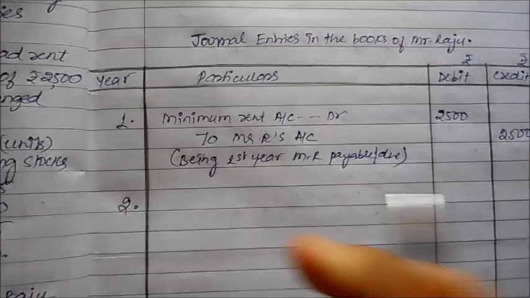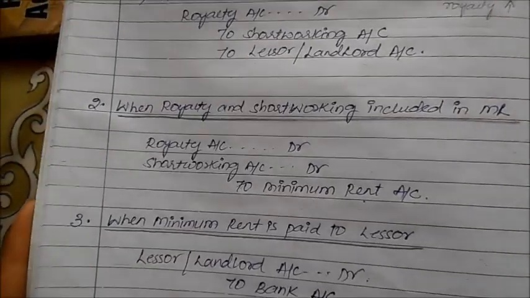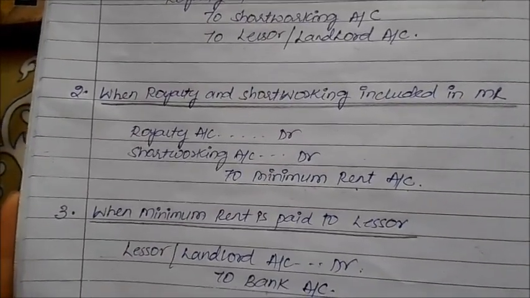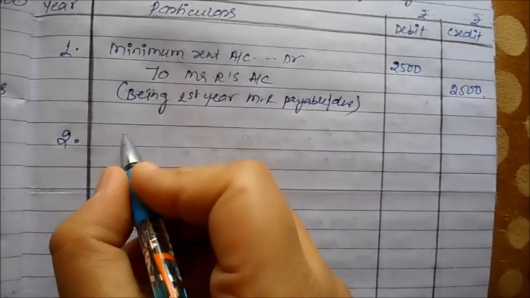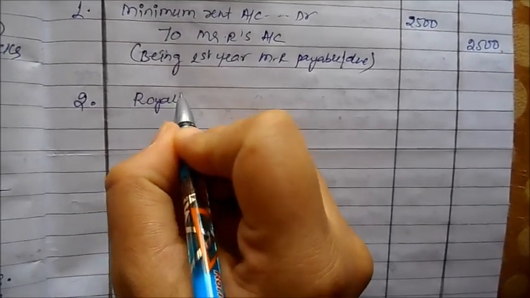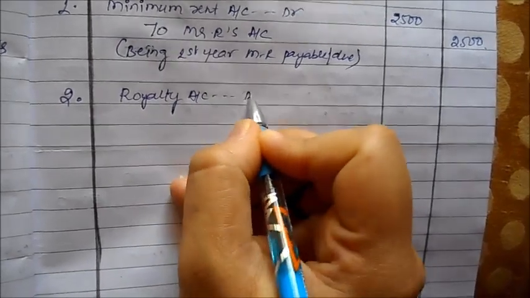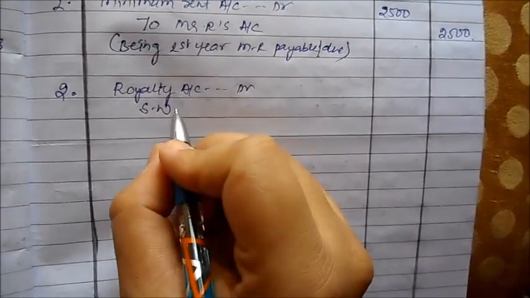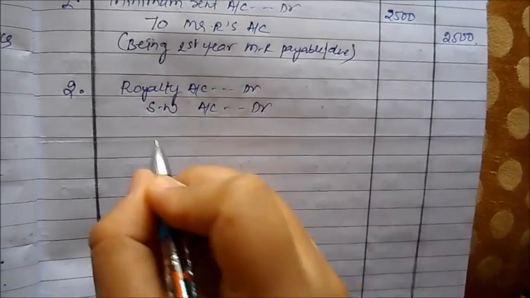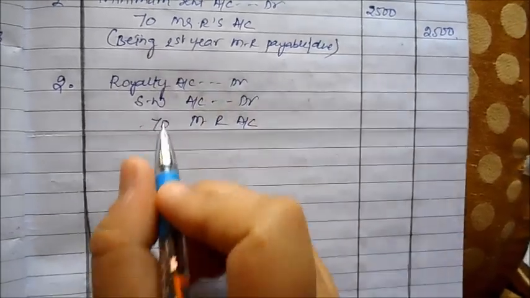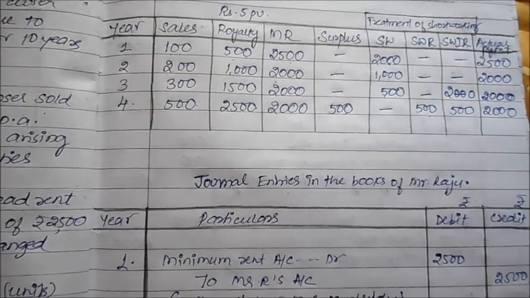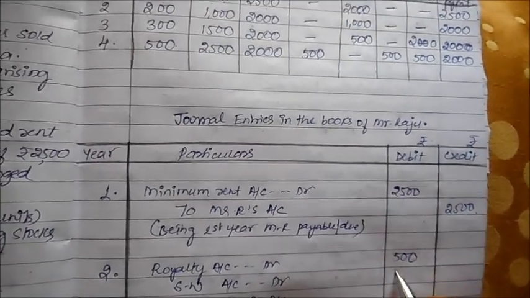So what will be the second journal entry? It says when royalty and short working are included in the minimum rent, royalty account debit, short working account debit to minimum rent account. Okay, so the same journal entry has to get replicated here. So in the second journal entry, what we will write? Royalty account debit, short working account debit to minimum rent account. I am writing MRSW, you please in the examinations write full forms. Okay, so how much of royalty did you pay in the first one? 500. How much amount of short working did you actually pay?